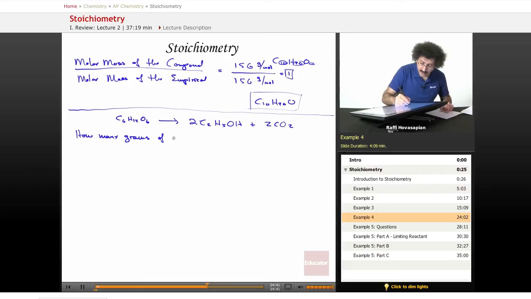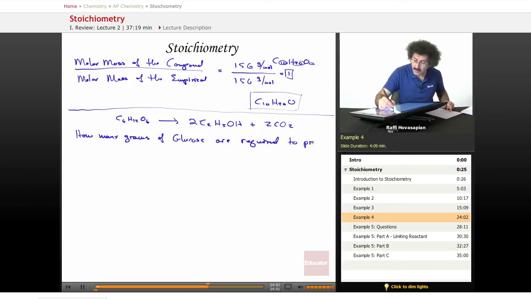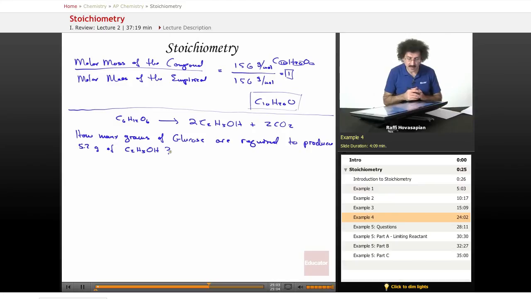The question is, how many grams of glucose are required to produce 5.2 grams of ethanol, C2H5OH? So how many grams of glucose do I need in order to produce 5.2 grams of C2H5OH? Okay, so let's take a look.